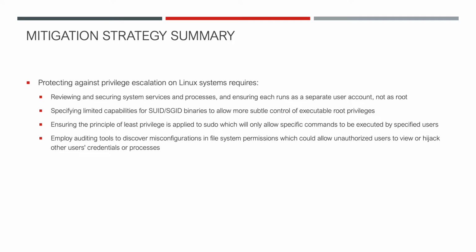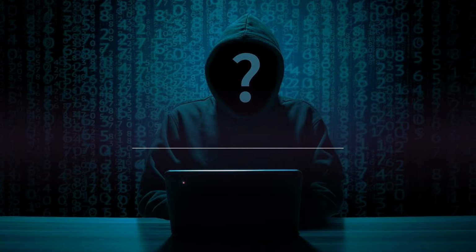And next, specifying limited capabilities for SUID and SGID binaries to allow more subtle control of executable root privileges. Ensuring the principle of least privilege is applied to sudo, which will only allow specific commands to be executed by specific users. And finally, employing auditing tools to discover misconfigurations in file system permissions, which could allow unauthorized users to view or hijack other users' credentials or the processes that they're using.